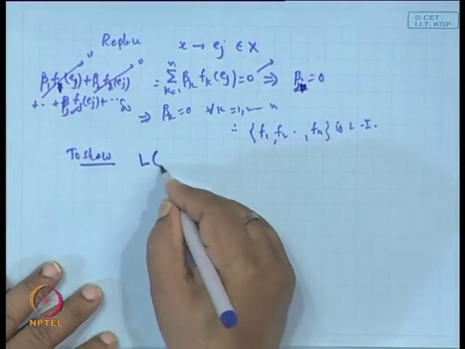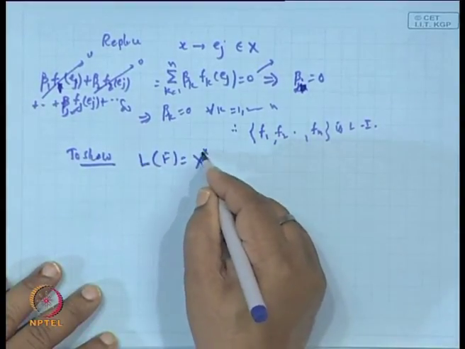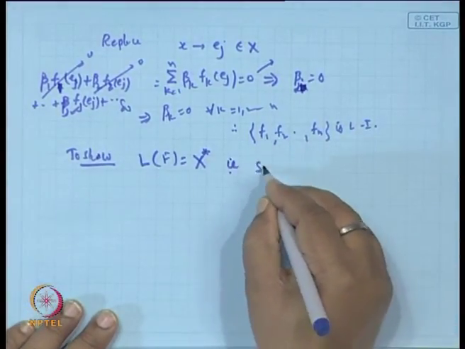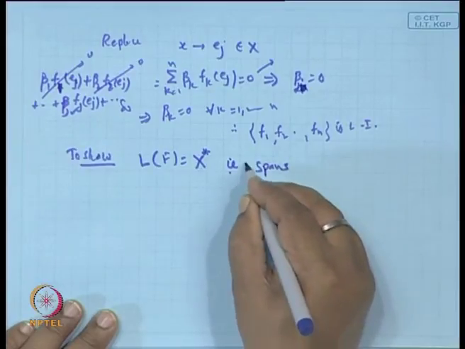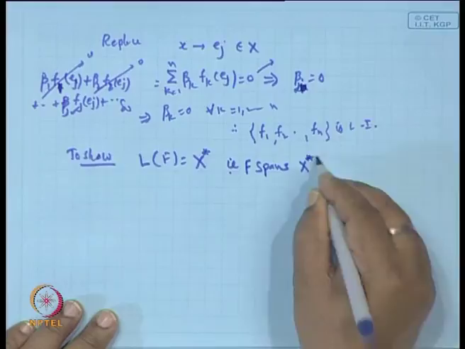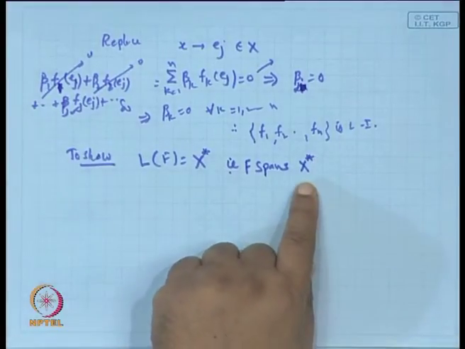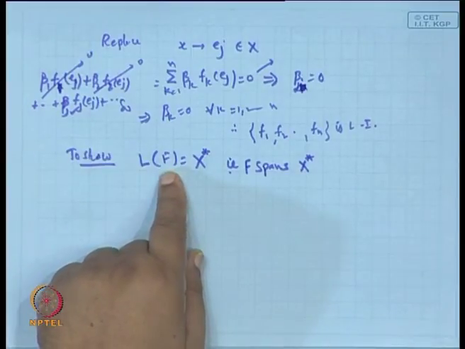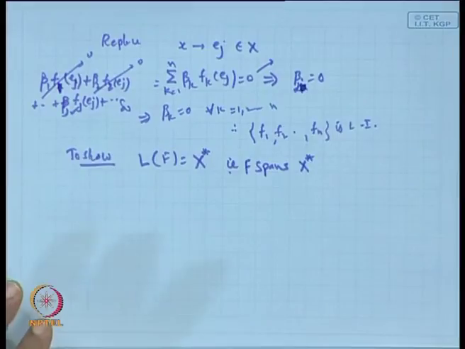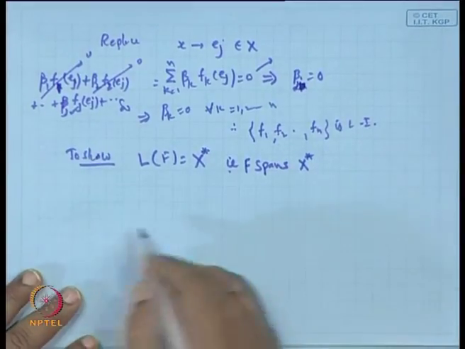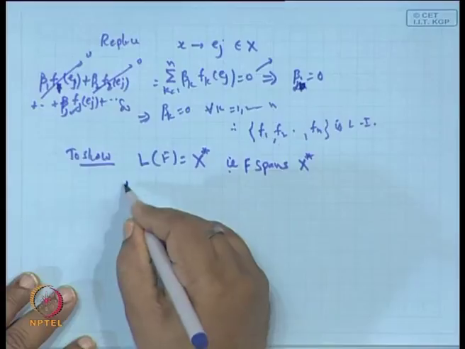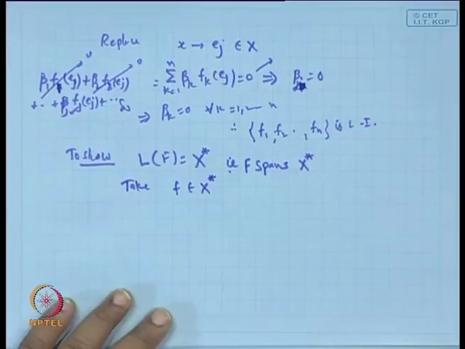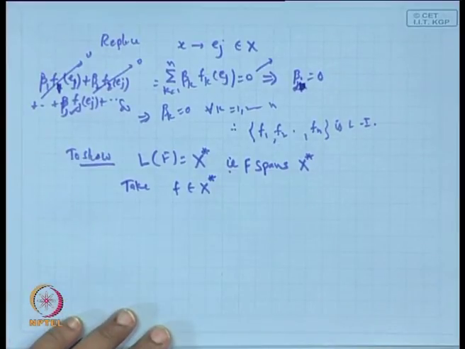Now, next to show that L of f is x star, that is the set f spans x star. Means if we take any arbitrary element of x star, that can be expressed as a linear combination of the elements of f. Okay. So, let us take any f. So, take f belongs to x star. Clear?